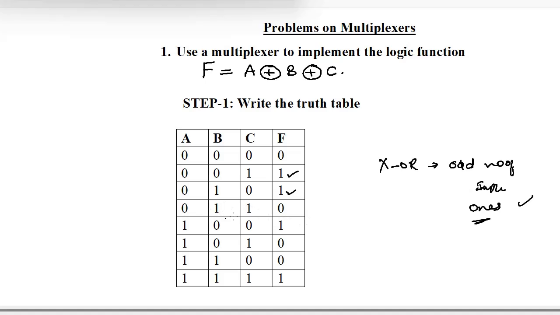Here B and C are the inputs in high position, two ones are there, so an even number of ones, then the function will be 0. If any input combination contains an odd number of ones, then f equals 1. Even number of ones, then f is 0. So like that you can write the table. After writing the table, you can draw the logic diagram and connect these three variables with a multiplexer.